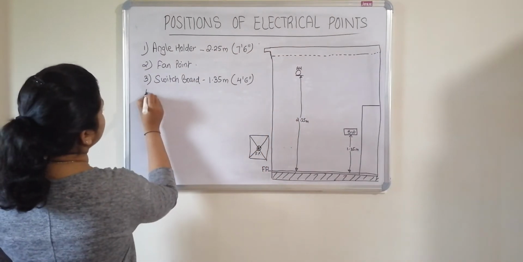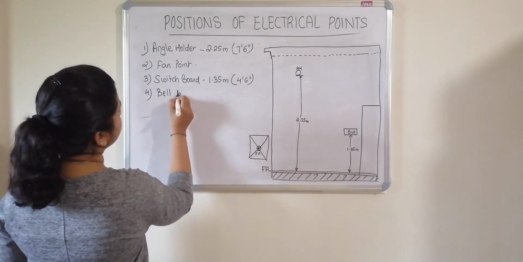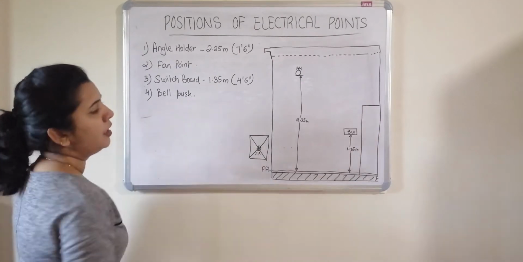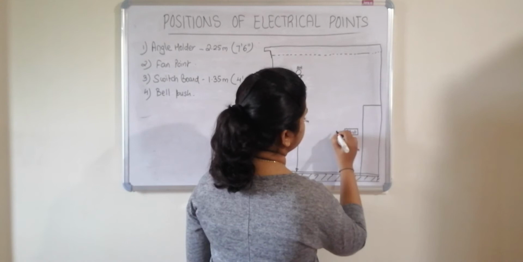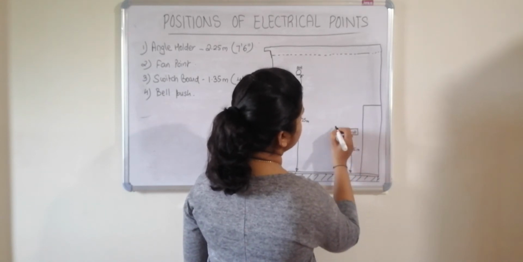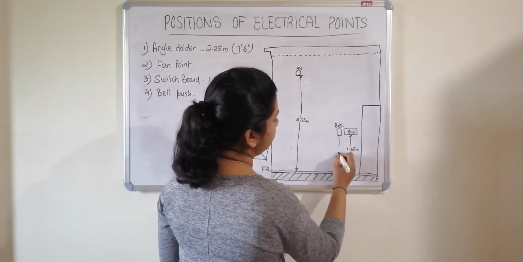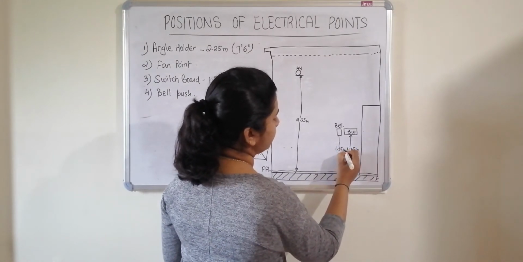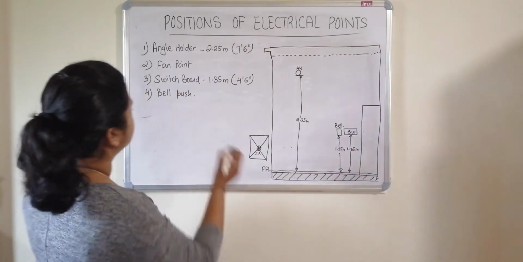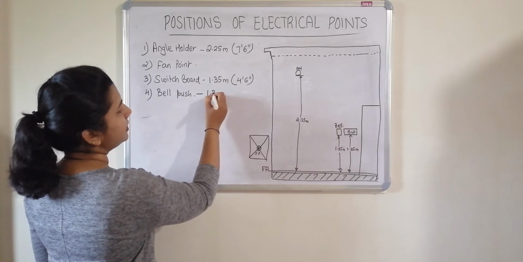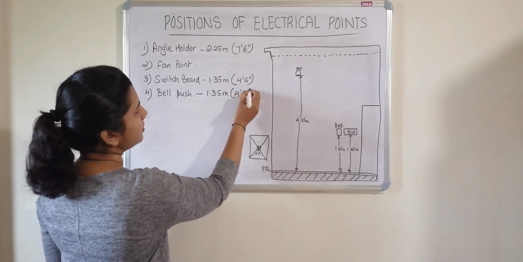Then the fourth one is the bell push. I will show it here. This bell push is also provided at the same height, that is 1.35 meter. So the bell push is also provided at 1.35 meter, that is 4 feet 6 inch.